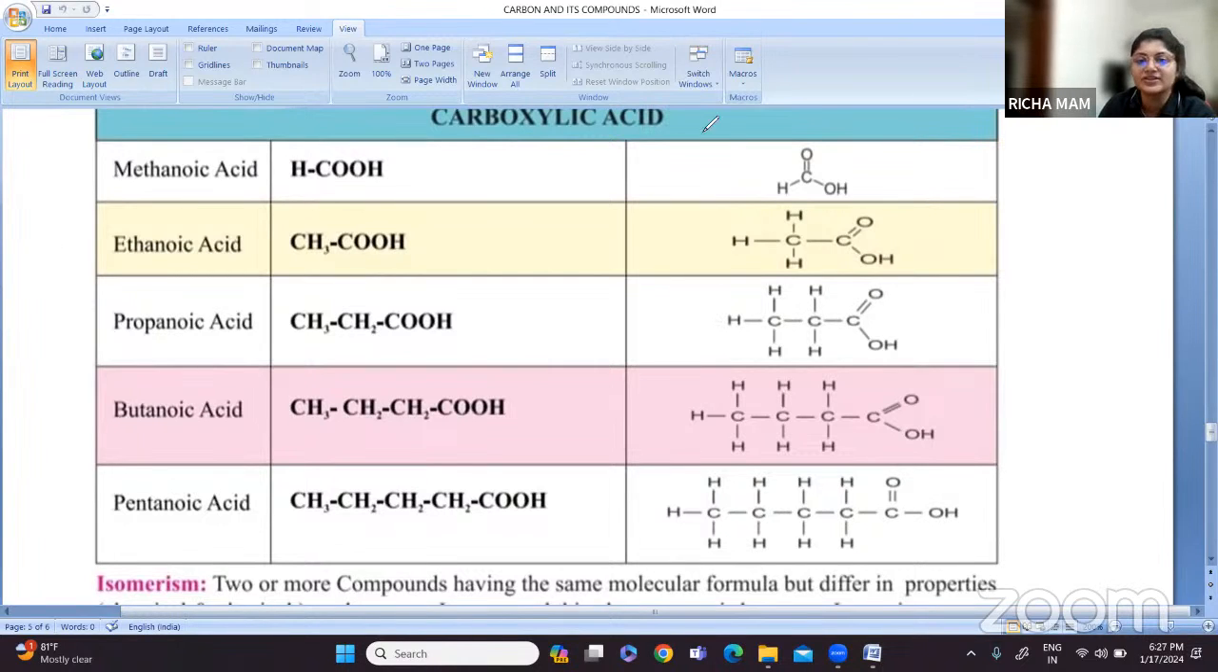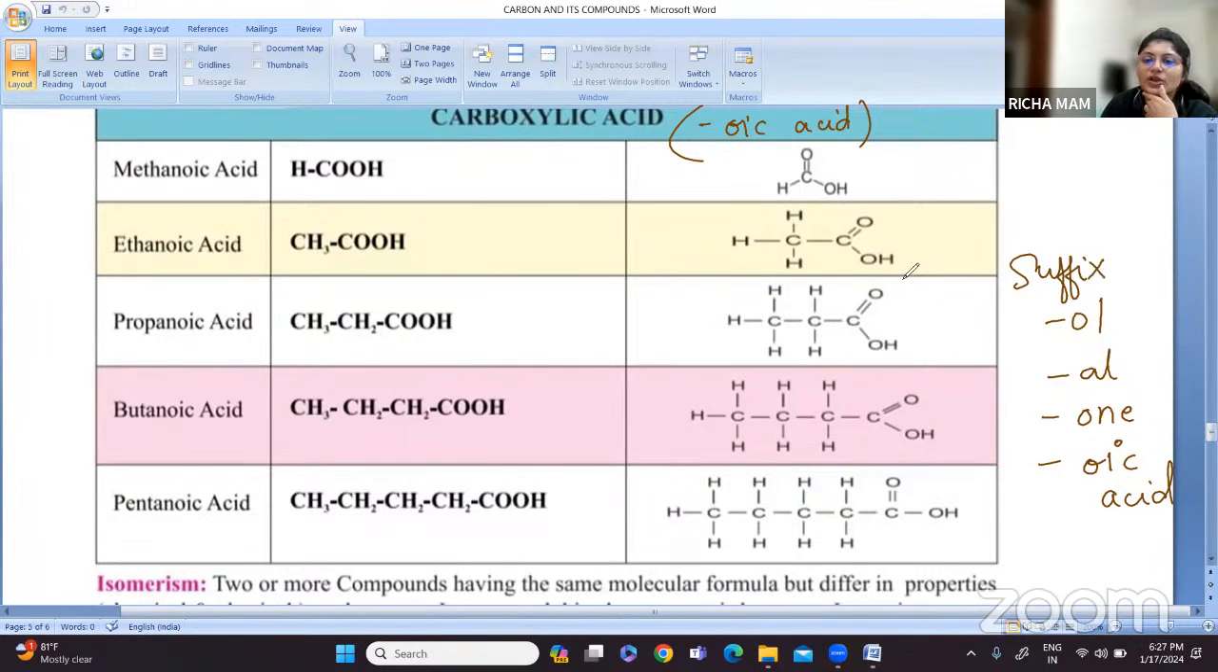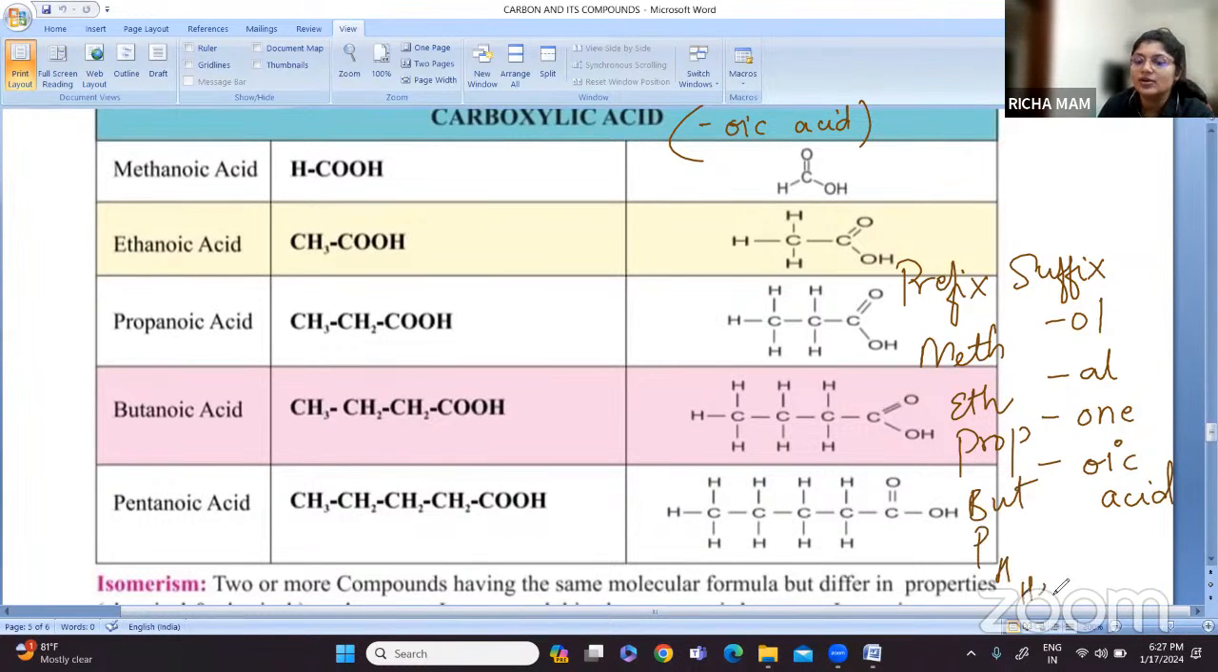So remember the suffix. Suffixes are different for different functional groups. For alcohols, we take ol. For aldehydes, al. For ketone, one. And for carboxylic acid, oic acid. These are the suffixes for different functional groups; your prefix will remain the same. So methane, ethane, propane, butane, pentane, hexane, heptane, octane, nonane, decane. These are the prefixes. Only the E will be replaced by the suffix.